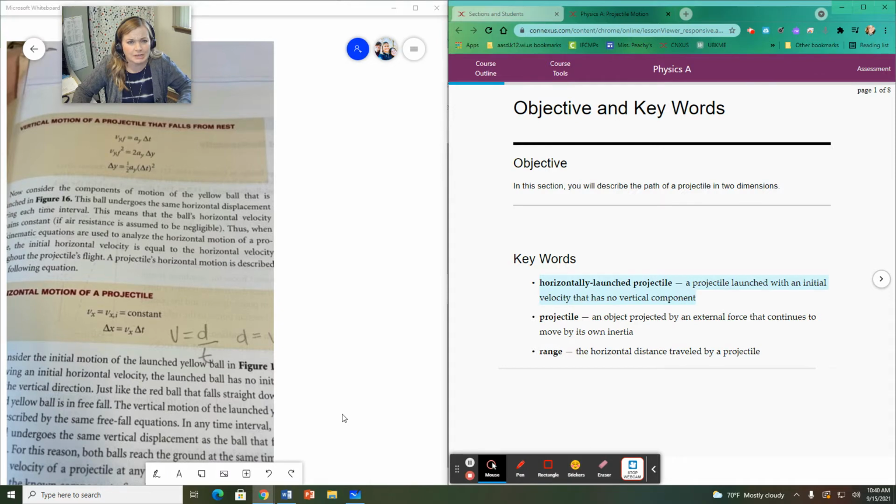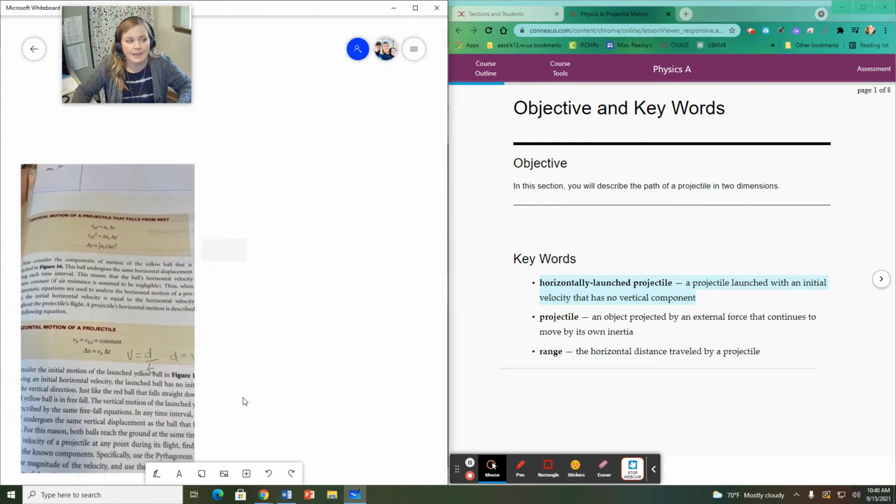I know that can be kind of tricky to understand, so think of it this way. If I just push something off of a table, I'm pushing it horizontally and I'm not throwing it up or down. It's only moving horizontally. As soon as it falls off the table, gravity takes hold and it starts to move vertically.